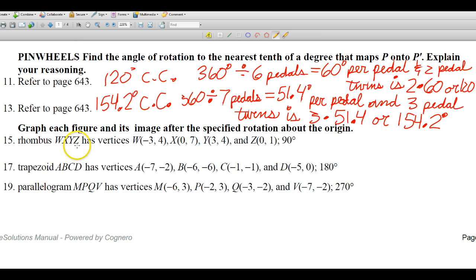For number 15, graph each figure and its image after the specified rotation about the origin. So rhombus WXYZ has vertices given, and we want to rotate it 90 degrees. So if it just says 90 degrees, it actually means 90 degrees counterclockwise, so going in this direction.